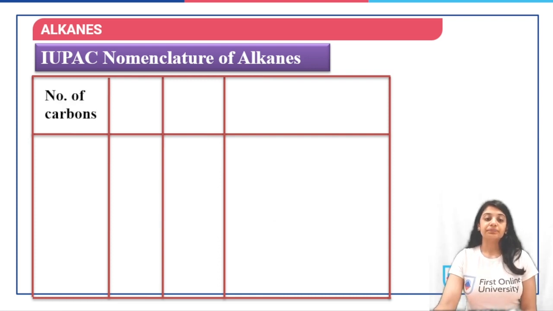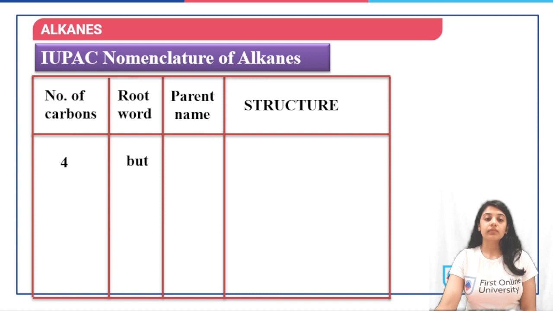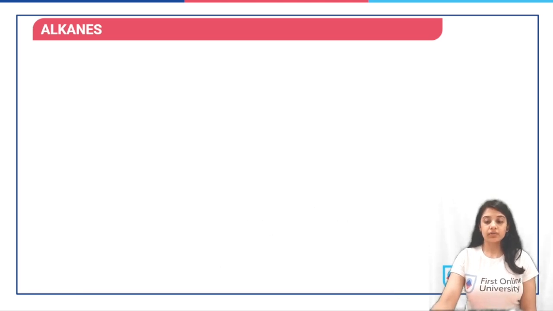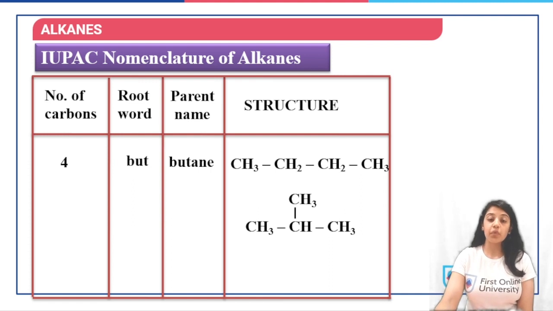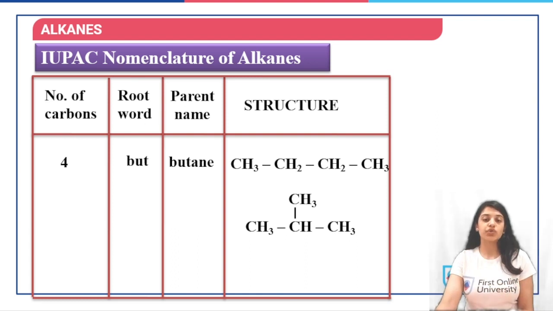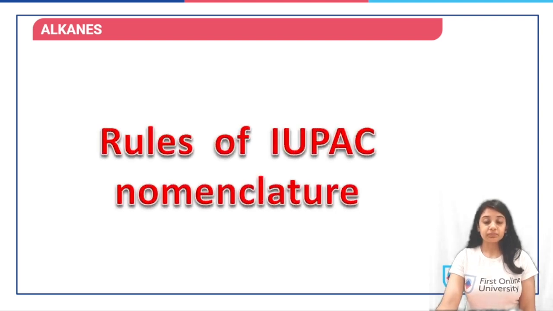If we have 4 carbon atoms, the root word would be but, the parent name would be butane, and the structure would be CH3, CH2, CH2, CH3. For 4, we need not only have this CH3, CH2, CH2, CH3 as a non-branched or straight chain, we can also have a branched chain. Then let us look at the rules of IUPAC nomenclature.